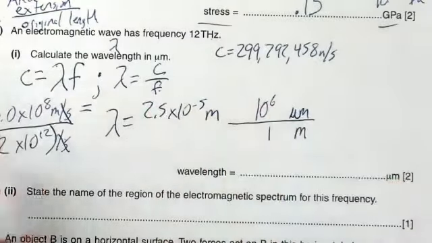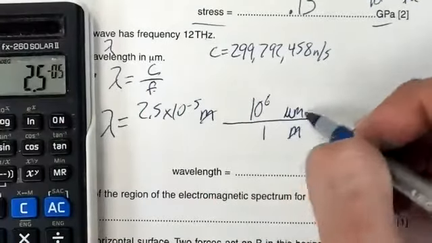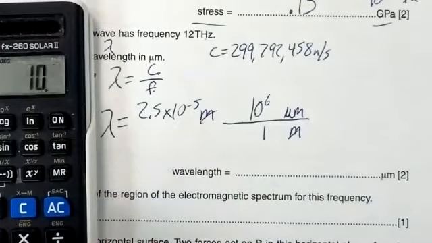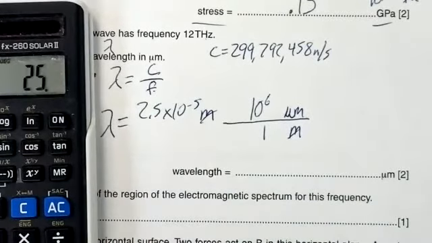Mathematically here, we're just multiplying this by 1,000,000. Our meters cancel, we're in micrometers, so times 1,000,000 equals 25 micrometers.